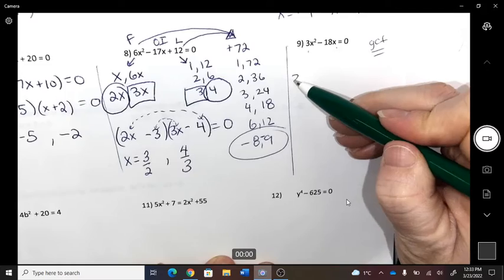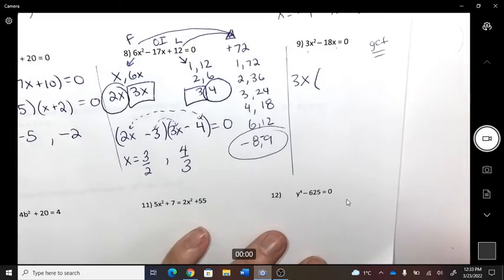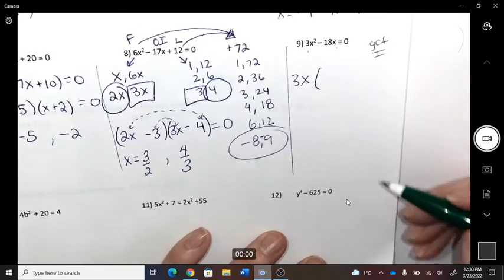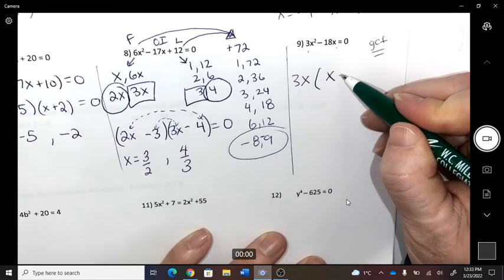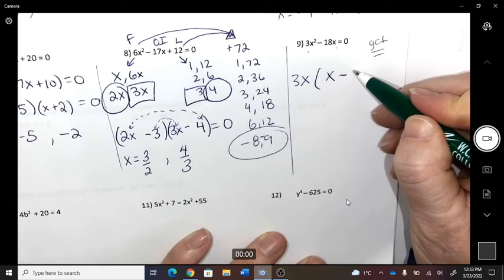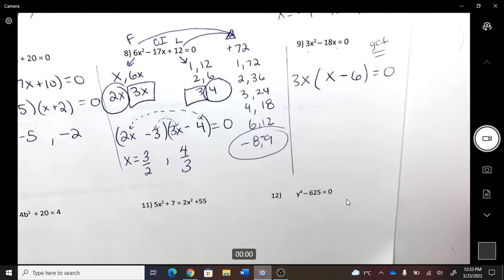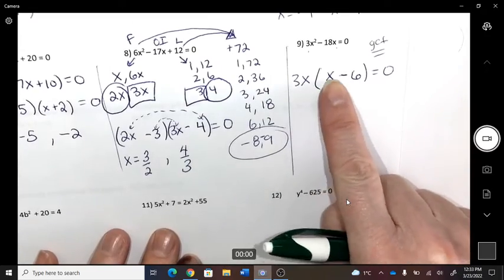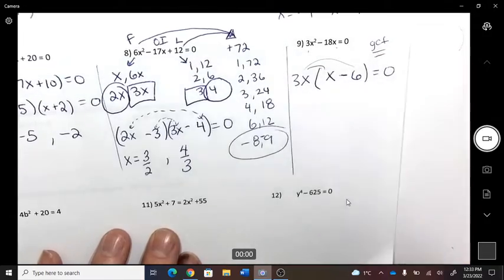I can take a 3 out and an x out. Right? Both are divisible by 3, both are divisible by an x. What happens? I get an x and a minus 6. Okay, if you're thinking you didn't really do it right, what's the way I can make sure I did it right? Does it multiply to the original, right? Does this multiply?